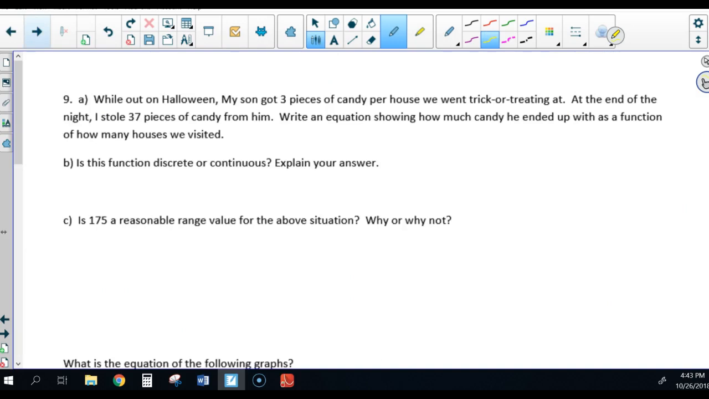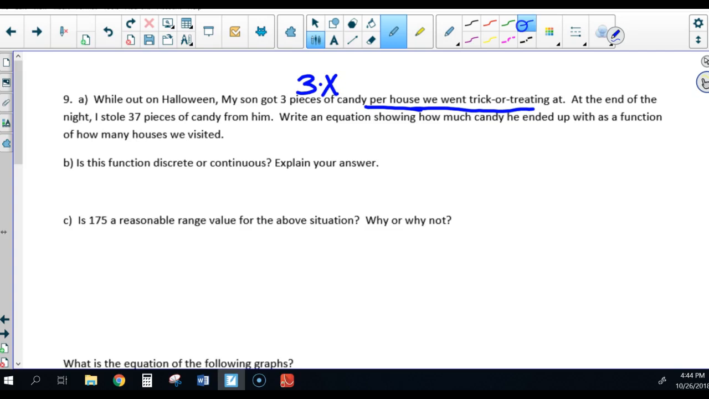On the back, number 9, word problems. While out on Halloween, my son, one of them, I don't know which one, both of them, I guess, got 3 pieces of candy per house. Well, how many houses did he go to? I don't know. That's why it's just 3 per house. That is my unknown. So 3 times X. If he went to 100 houses, he's going to get 300 pieces of candy.